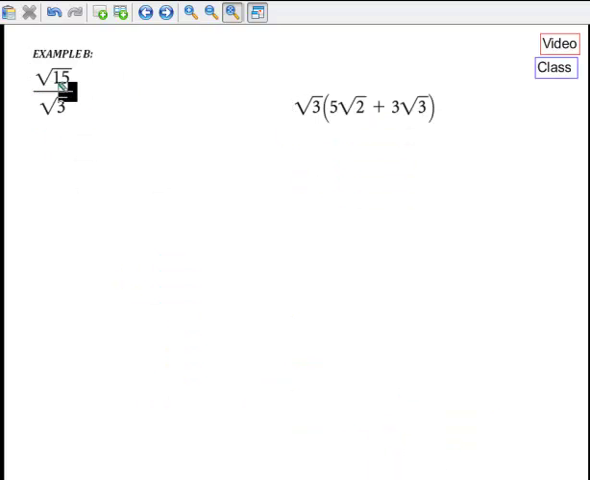For class, why don't you try this example B with division? Remember, you can take 15 divided by 3 under the radical, and then for a little bit of a challenge, distribute here this square root of 3 into this equation and see what you get there.